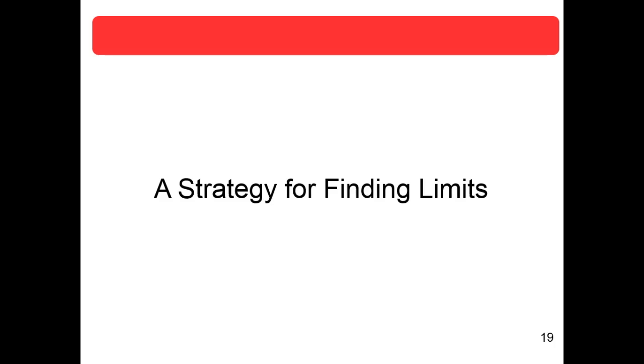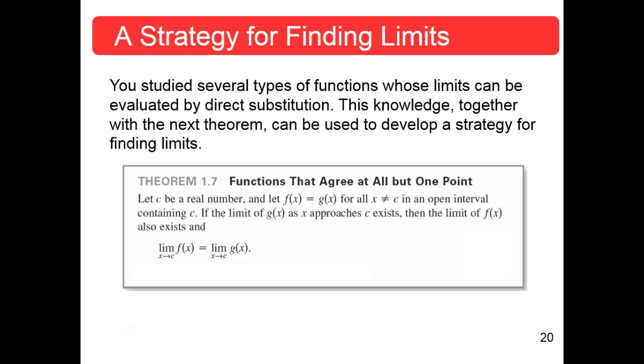All right. A strategy for finding limits. Guess what our first step is always going to be? Plug it in. You studied several types of functions whose limits can be evaluated by direct substitution. Name some of those. Polynomial functions, rational functions, radical functions, trig functions. We just did those. This knowledge, together with the next theorem, can be used to develop a strategy for finding limits.